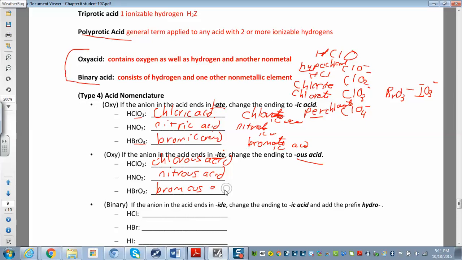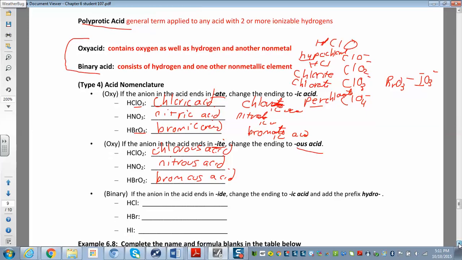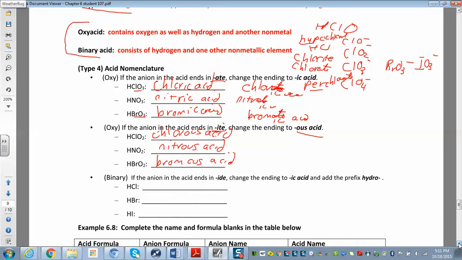So all we're doing is looking at the polyatomic ion and changing the ending. If it's ate, change it to ic acid. If it's ite, change it to ous acid.